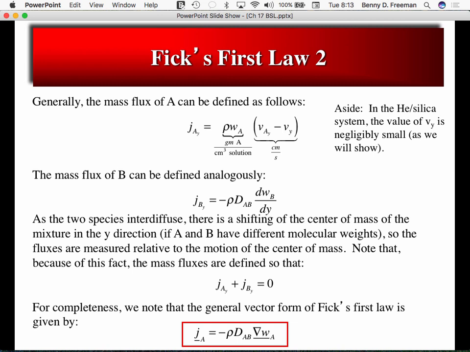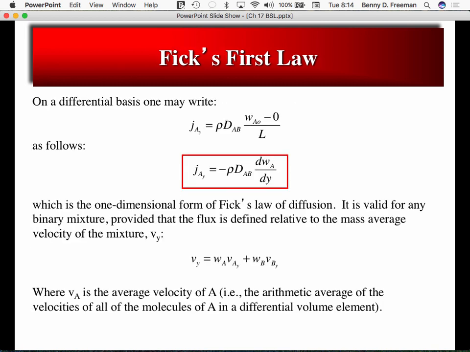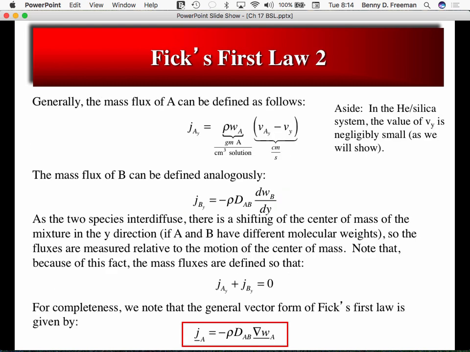And the important thing to know about diffusion is that it is measuring the velocity or the flux of a component always relative to a frame of reference, and in this case that frame of reference is the mass average velocity v sub y. Now the reason for this is that you don't want to include phenomena in diffusion, that is phenomena that might affect the value of the diffusion coefficient, that really have nothing to do with diffusion.